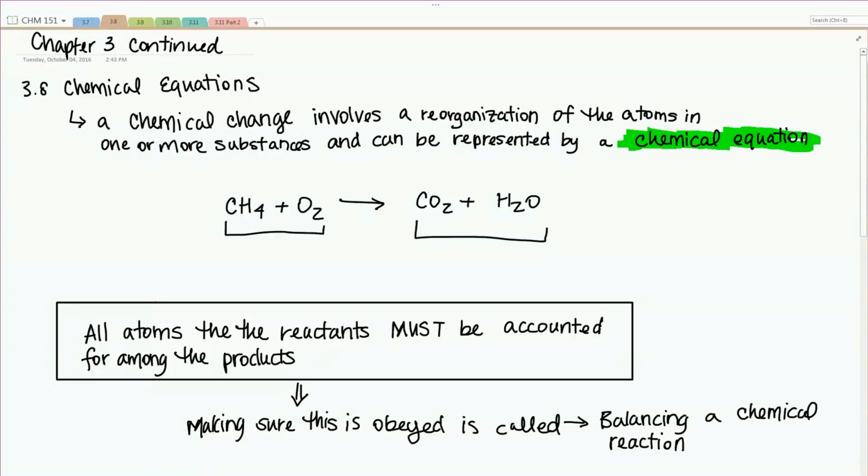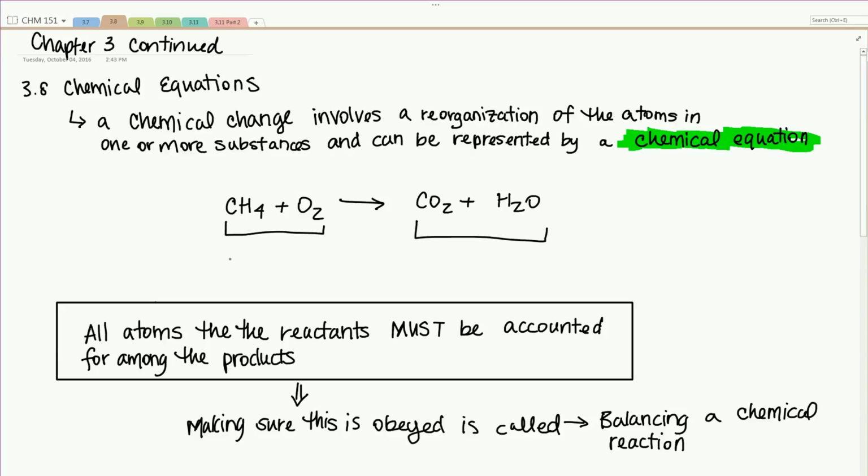So the next section in chapter 3 is 3.8, chemical equations. A chemical equation shows us what happens during a chemical change or a chemical reaction. A chemical change involves a reorganization of the atoms in one or more substances, and it can be represented by a chemical equation, which is what is shown here.